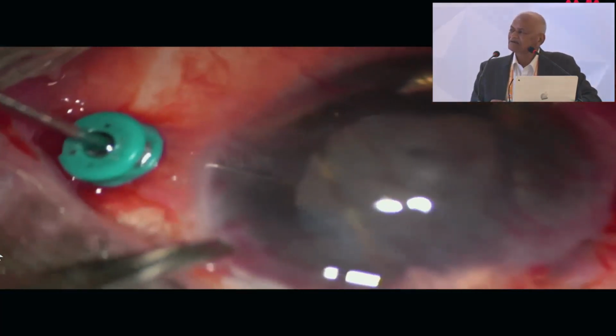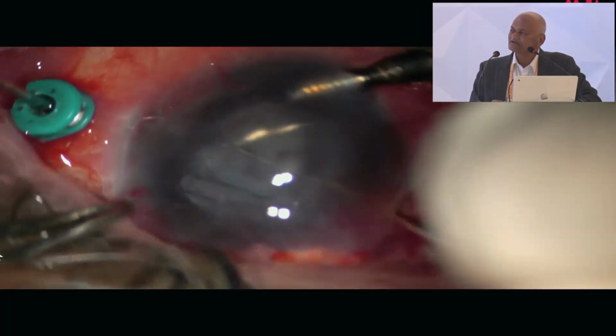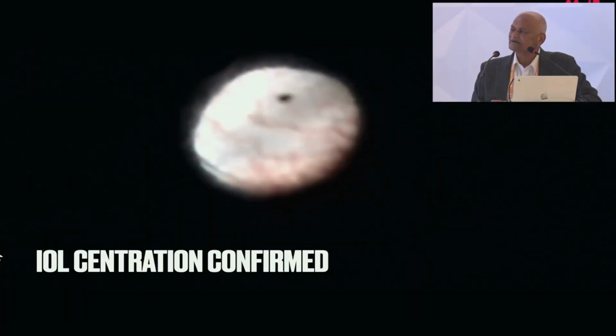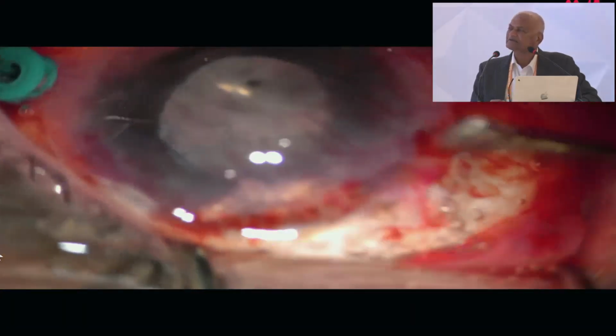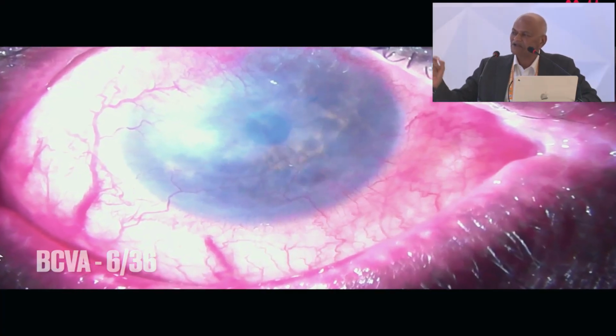This is a foldable lens I have implanted inside, and then I am dialing it in the bag, because there is a bag. So you can implant a foldable lens in this case too. Centrally there is a small pupil opening. The patient has 6/36 vision. This is a one-eyed patient, so we can't take any other chances.